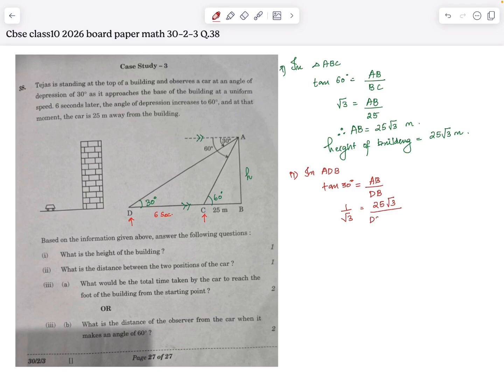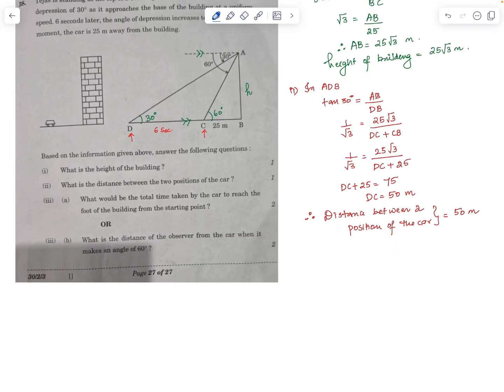And DB can be written as DC plus CB. That is 1 upon root 3 is equal to 25 root 3 upon DC, which is what we have to figure out, plus CB, which is 25. DC plus 25 is 25 root 3 into root 3, which gives 75. DC is 50 meters. Question 3, part A.